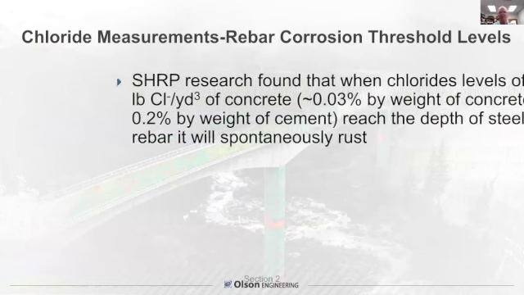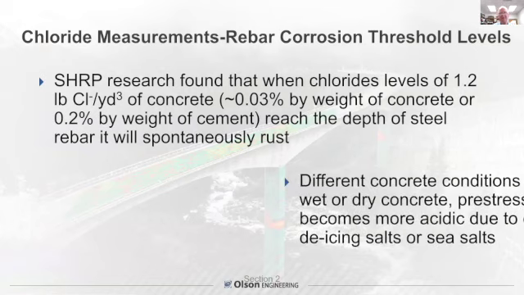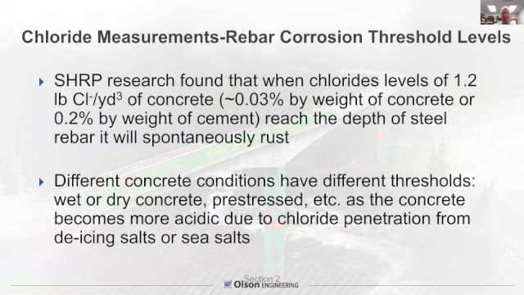So SHRP research, they typically say around 1.2 pounds of chloride ions per cubic yard of concrete will start to, at the depth of steel, cause it to start rusting, breaks down that passive protection. Different conditions have different thresholds, wet or dry concrete.